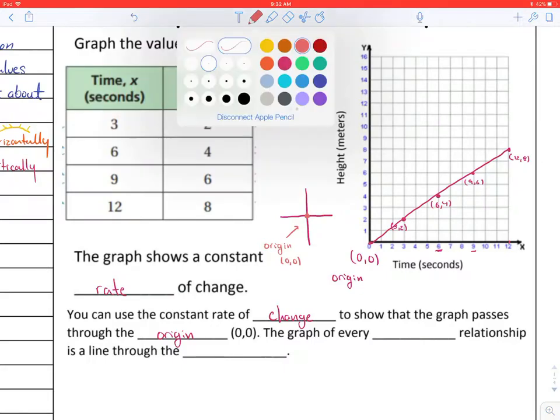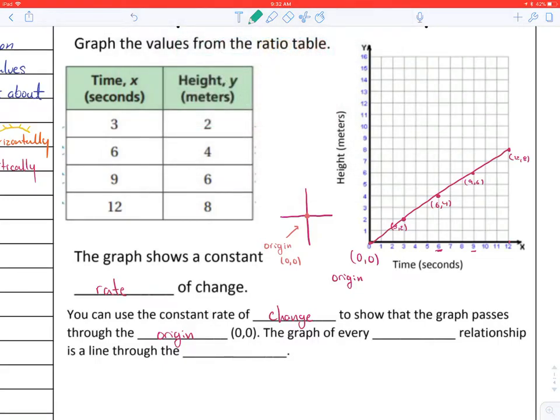The graph of every proportional relationship, this is important that we talk about the origin, because the graph of every proportional relationship is a line through the origin.